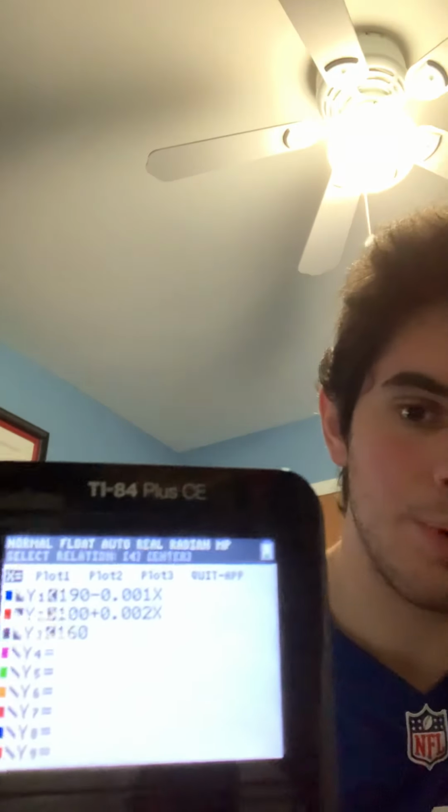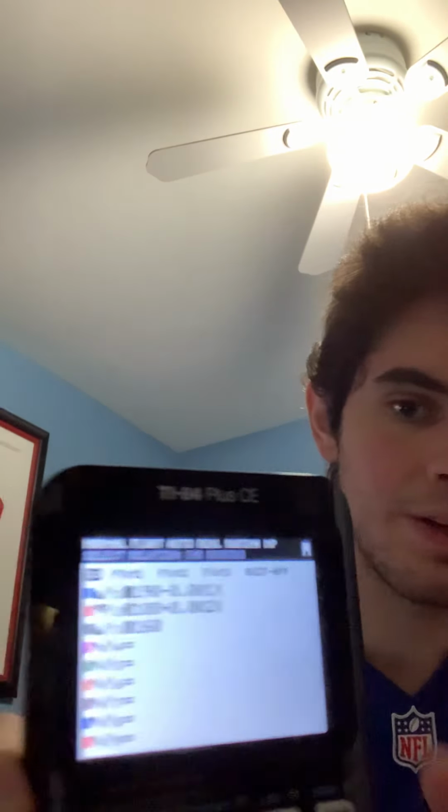0.001x, and the supply equation is going to be 100 plus 0.002x. So first, you're going to want to go to the y equals, put in your equations like so, highlight the y, and you're going to change the sign to be either greater than, less than, equal to, depending on whatever it is.